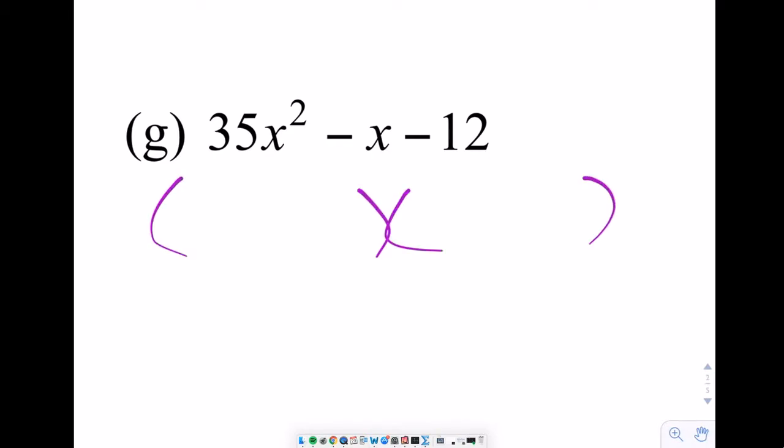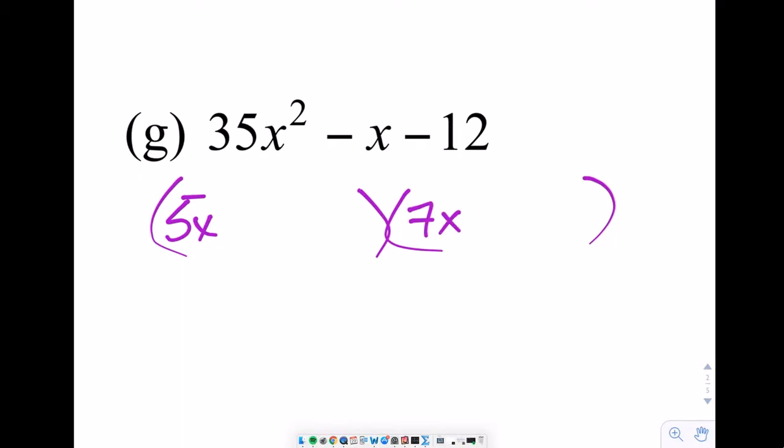Guess and check. Seriously. Now, if your target sum is negative 1, you're going to want to choose factors of both 35 and 12 that are kind of near each other, so that when you add and subtract them, their difference is 1. So what are some factors of 35 that are near each other? Not 35 and 1, right? 5 and 7. Okay. So it's got to be a 5x more than likely and a 7x, right?